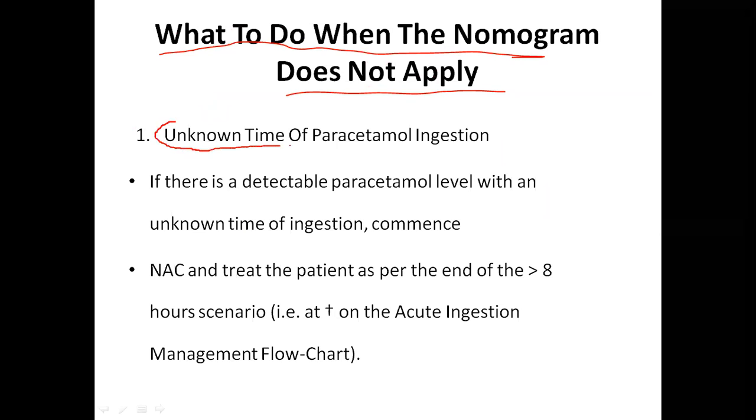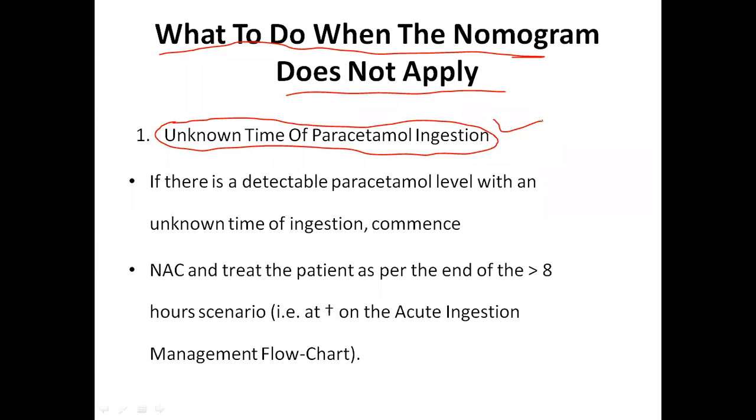The situation will come when there is an unknown time of paracetamol ingestion. Suppose a patient comes to the emergency room in the hospital and has taken an overdose of paracetamol, but no one knows at what time he took it: before 2 hours, before 5 hours, before 10 hours, before 20 hours. You don't know the time. How will you apply the nomogram? The nomogram can be applied only if you know the timing. You got my point?